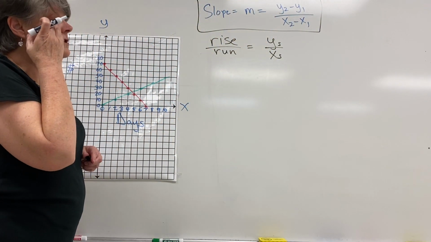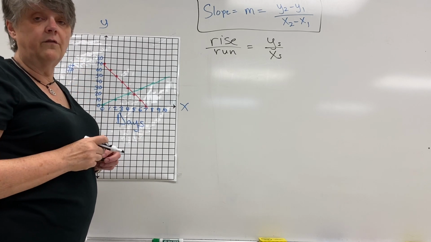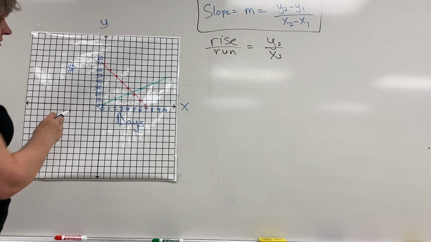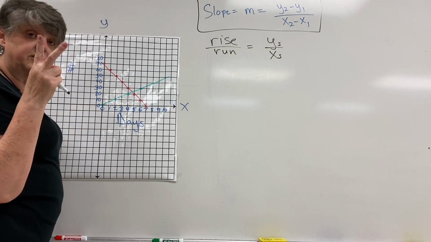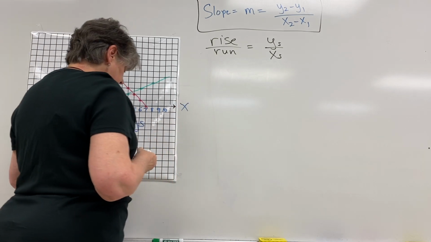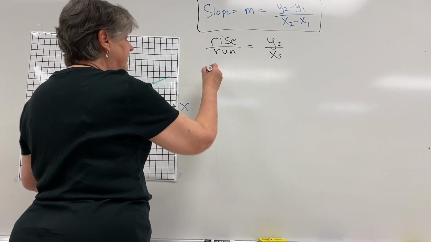Slope equals y2 minus y1 over x2 minus x1. And I'm going to show you how to do that. So first of all, you have to find 2 points on your graph. Let's just do the green one first. So let me change, we'll do green right here.